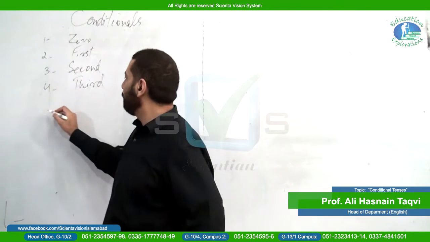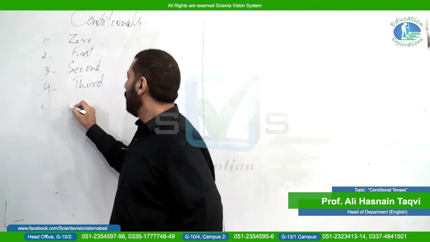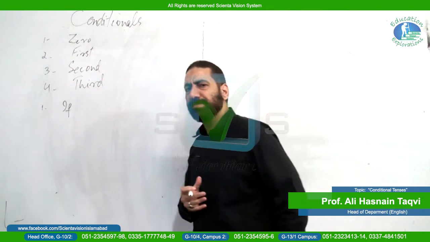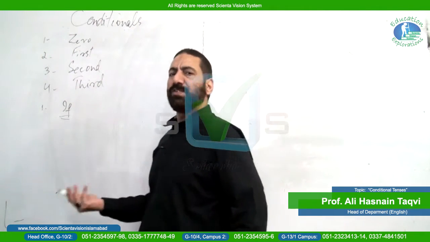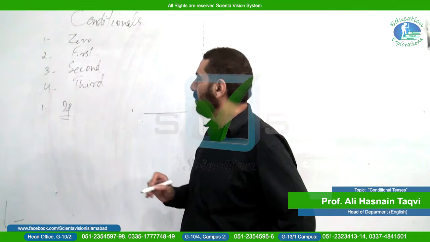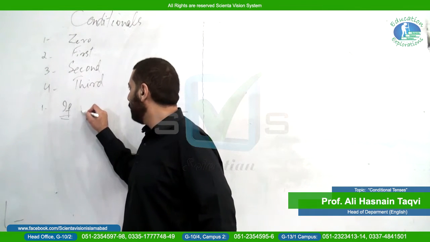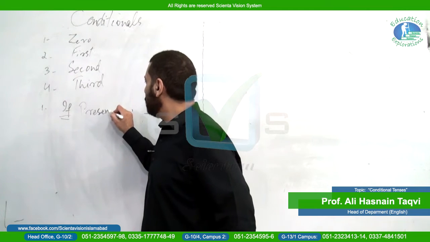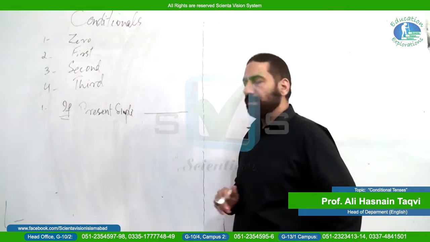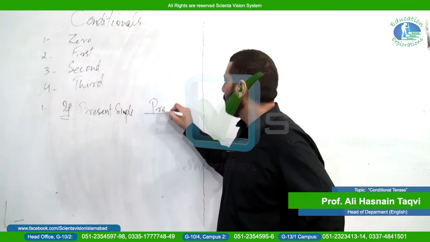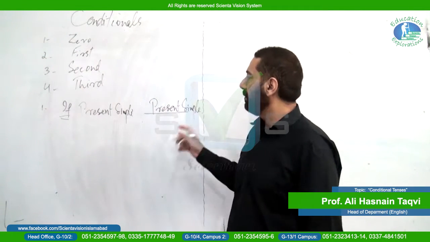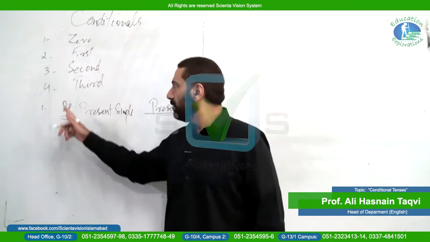Talking about zero conditional, we must know the rules. You have 2 clauses actually. One if clause, which is a subordinate clause, and then after a comma you get an independent clause. In the if clause, if you have present simple tense, in the independent clause you may have another present simple clause, and in that case your conditional structure is zero conditional.